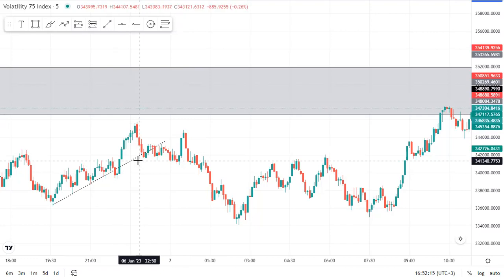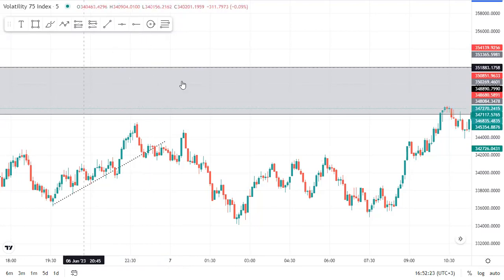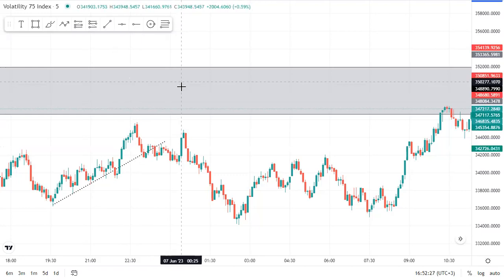Number one, we want to see price at a key level. In this scenario, price is at a resistance. This was support before, but it was broken and now it's retested as a resistance. Since it's retested as a resistance, that means price has the ability to keep going down. So we need to look for short setups.